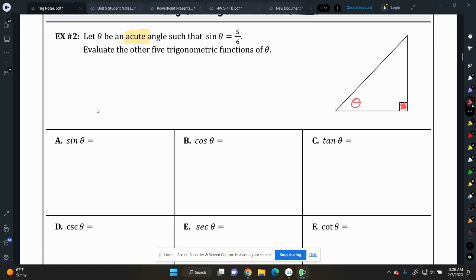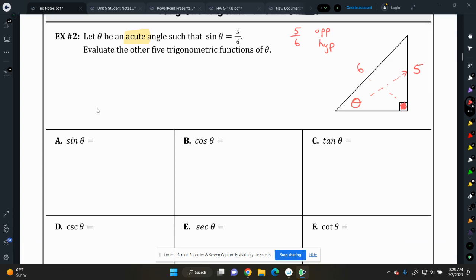Okay, so it says that the sine of theta equals 5 over 6. Now, what's sine again? Opposite over hypotenuse. Sine is opposite over hypotenuse. So we have 5 over 6. That's opposite. So 5 is the opposite, which is this side right here. 6 is the hypotenuse, which is opposite the right angle. 5 over 6. Okay?